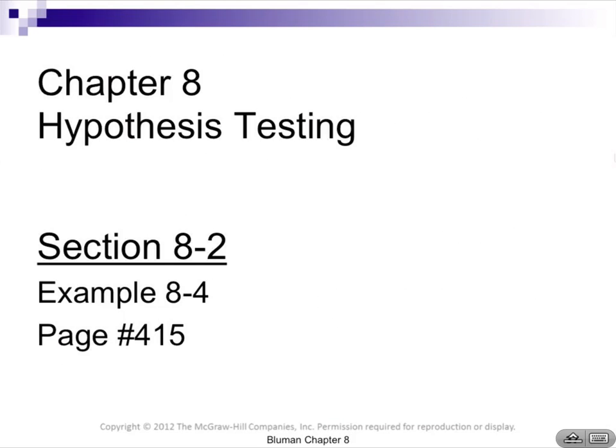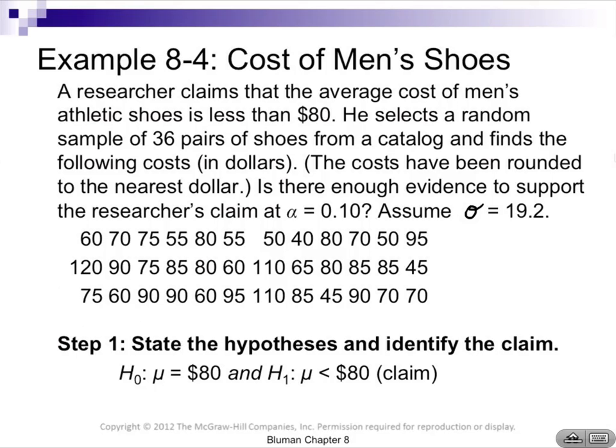So here's another example on page 415. Here we've got a lot of data, so you're going to have to run your stats. A researcher claims that the average cost of men's athletic shoes is less than $80. He has a random sample of 36, so there's my N, and finds the following cost in dollars. The costs have been rounded to the nearest dollar. Is there enough evidence to support the researcher's claim at alpha 0.1? Assume that sigma is 19.2.